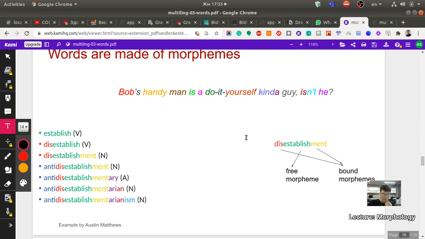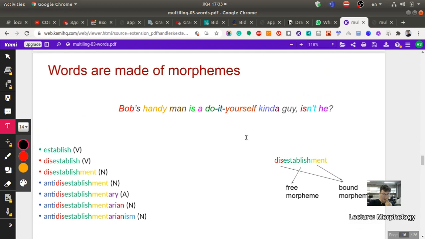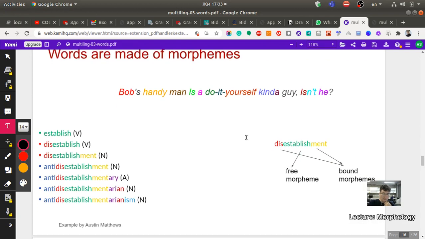Morpheme. So, for example, words are made of morphemes. Morphemes are part of words. In English there is actually a very small number of words that contain more than one morpheme. So, for example, establish is one morpheme, and you add a prefix here: disestablish.